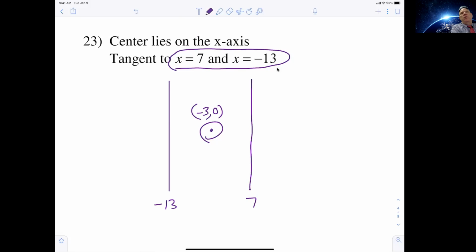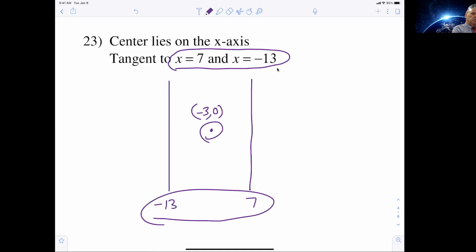So now, come on now. Listen, there's no way for me to give you all the possible problems. You have to think on your own a little bit. That's what makes it a little bit more difficult. So if you're not understanding how I got negative 3, 0, you can ask me. I don't mind going over it. What? Do you understand x equals 7 and x equals negative 13 are vertical lines? So what is in the middle?